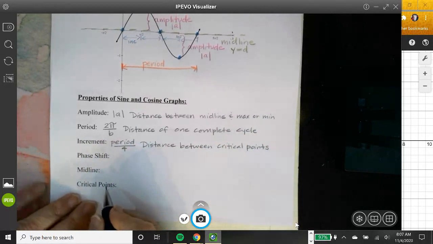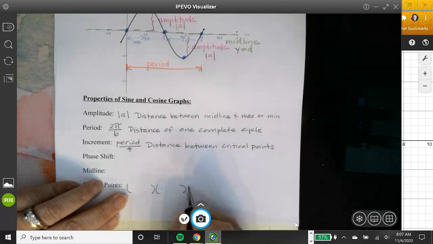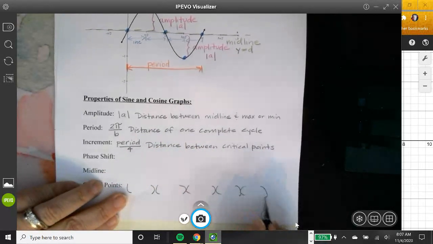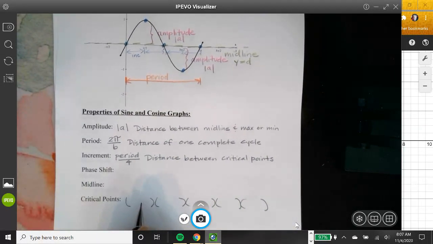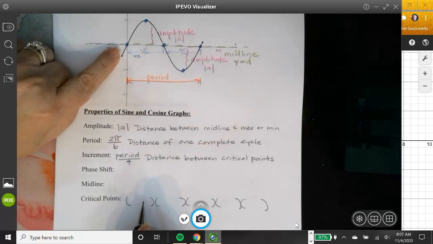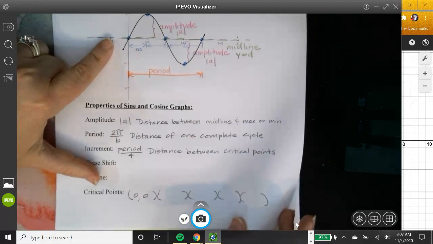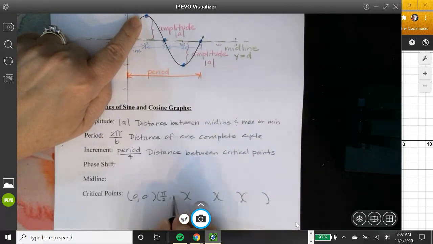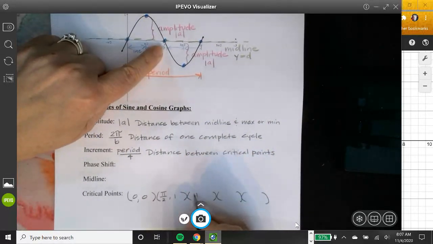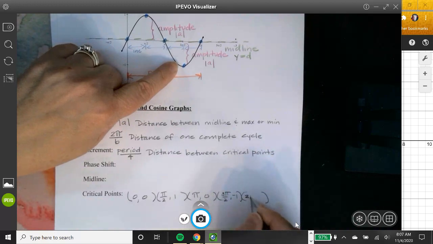Okay, and the critical points, I'm skipping ahead a little bit here, where there are 5 of them. There are always 5 critical points. So I'm going to do my 5 sets of parentheses here. And that's when your sine or cosine curve is on the midline. So let's label our critical points here for the sine curve. Well, the first one happens to be 0, 0. The second one is at pi over 2, 1. And then pi, 0. And then 3 pi over 2, negative 1. And then 2 pi, 0.